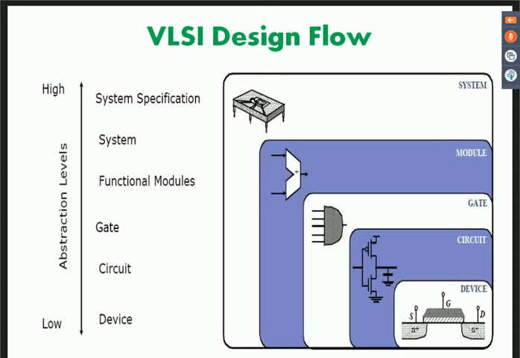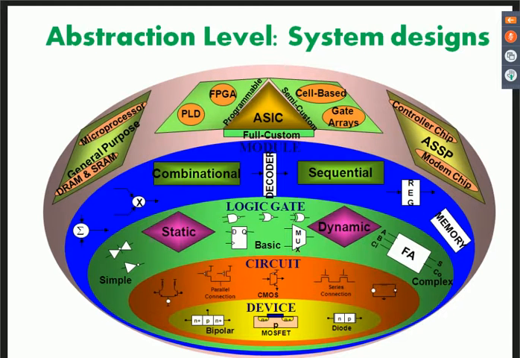Now let us see the various system designs at various abstraction levels. I spoke about the five abstraction levels. Here you could see the diagram. In the diagram, we have the systems in various abstraction levels. Now look at this first abstraction level, that is the bottom abstraction level. Here you could see the bipolar transistor, then FET, and then device. These are the devices that we can widely use to design integrated circuits.